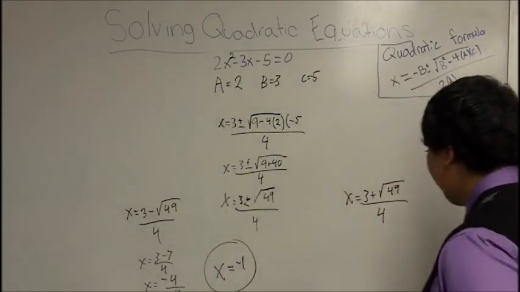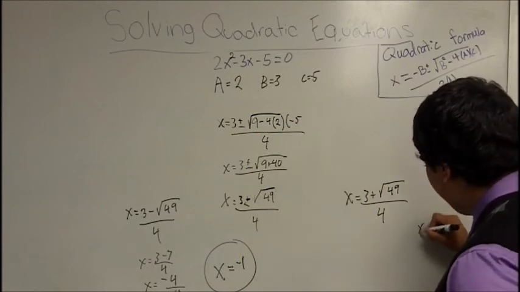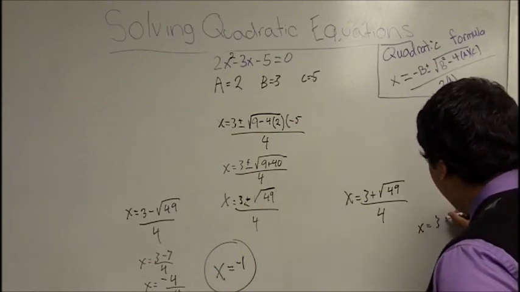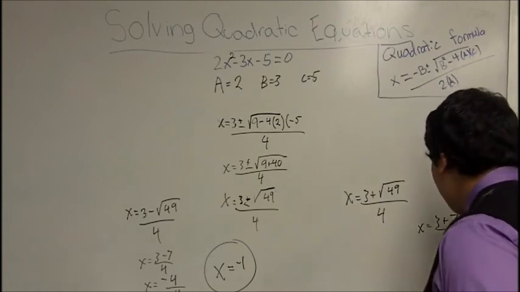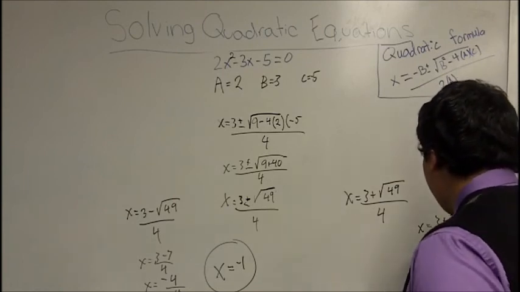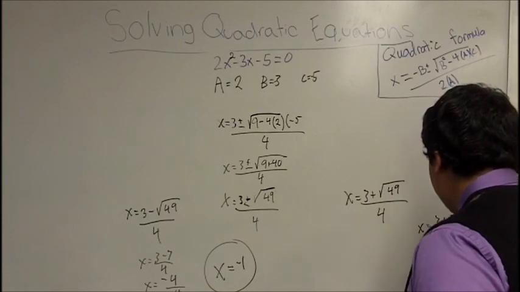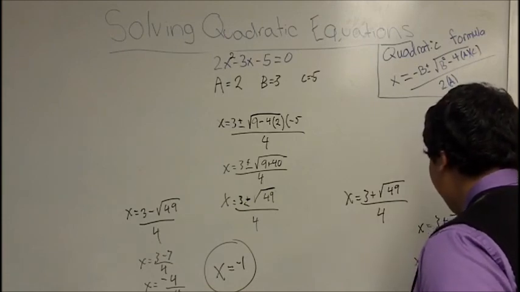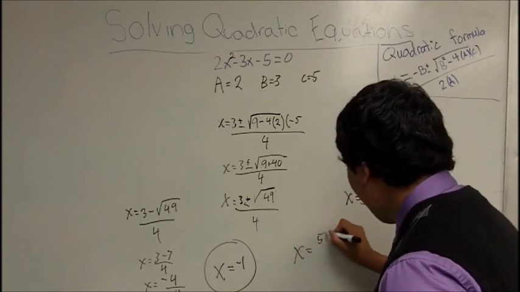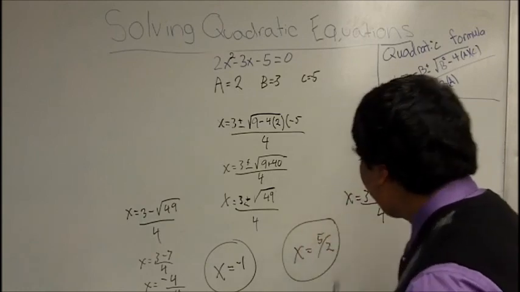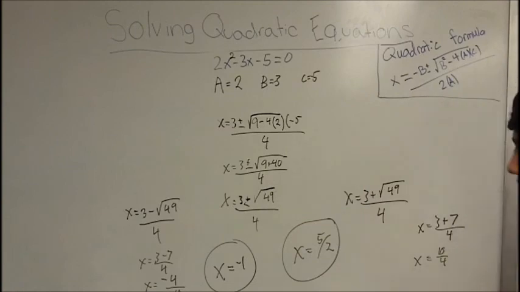Now we go over to this equation. x equals 3 plus 7 all over 4. And now we can reduce this down to x equals 10 fourths, which we can reduce down even further to x equals 5 halves. And that's how you solve a quadratic equation using the quadratic formula.